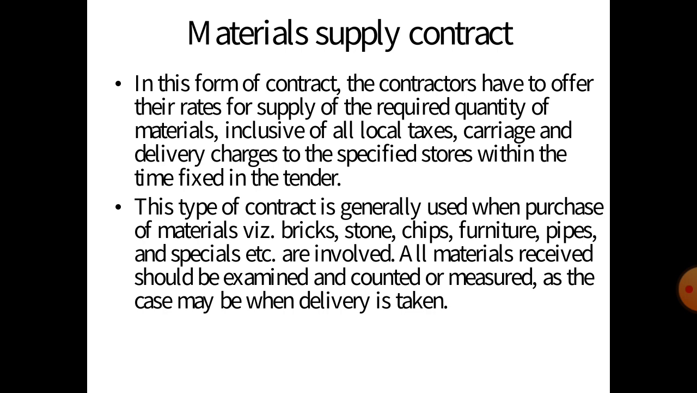All the details are already given in the tender with standard specifications of the material. This type of contract is generally used when the purchase of material like brick, stone, chips, furniture, pipes and specials etc. is involved.